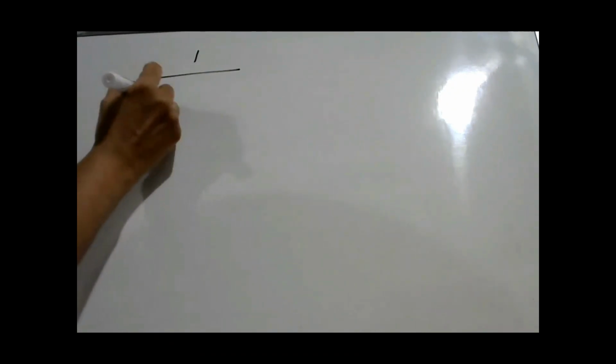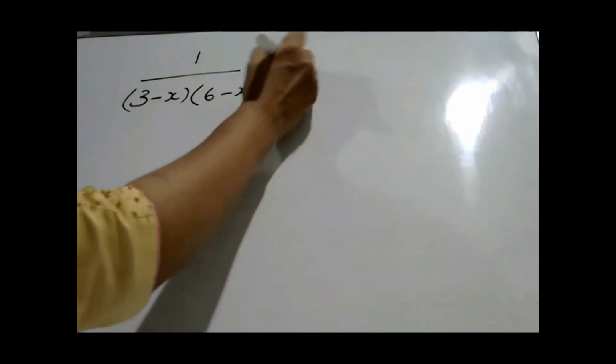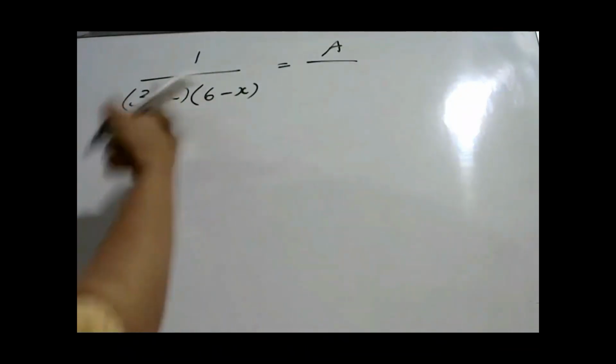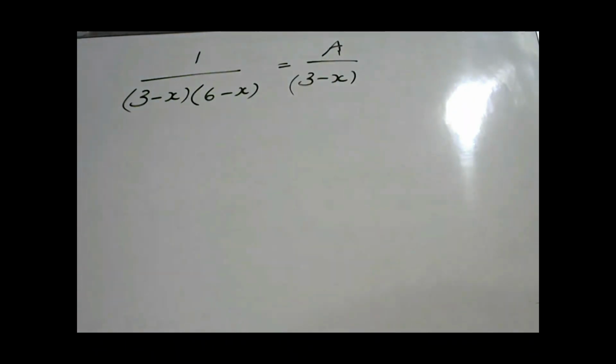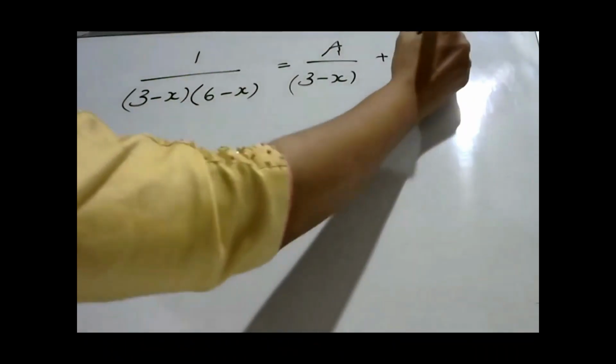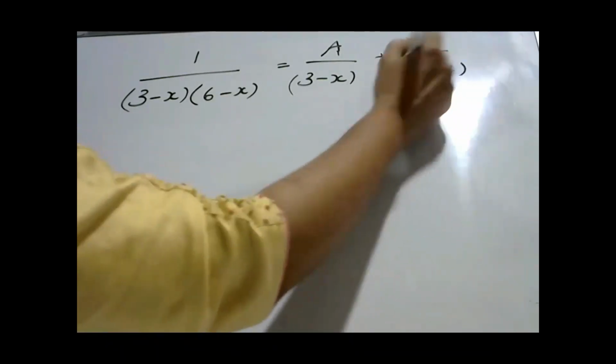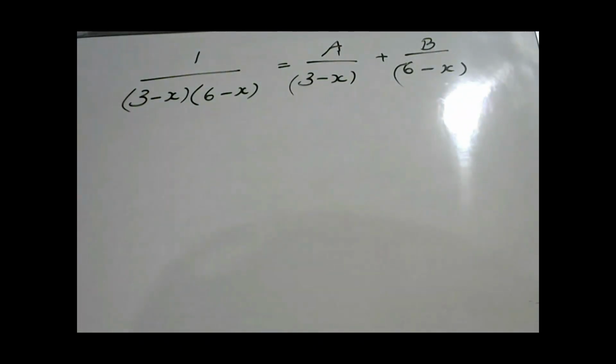So what we are given is 1 over (3 minus x)(6 minus x). And the first thing you're asked to do is to express this in partial fractions. So I can write this as A over the first term in the denominator, 3 minus x, plus B over 6 minus x. Now we have to find the values of A and B.